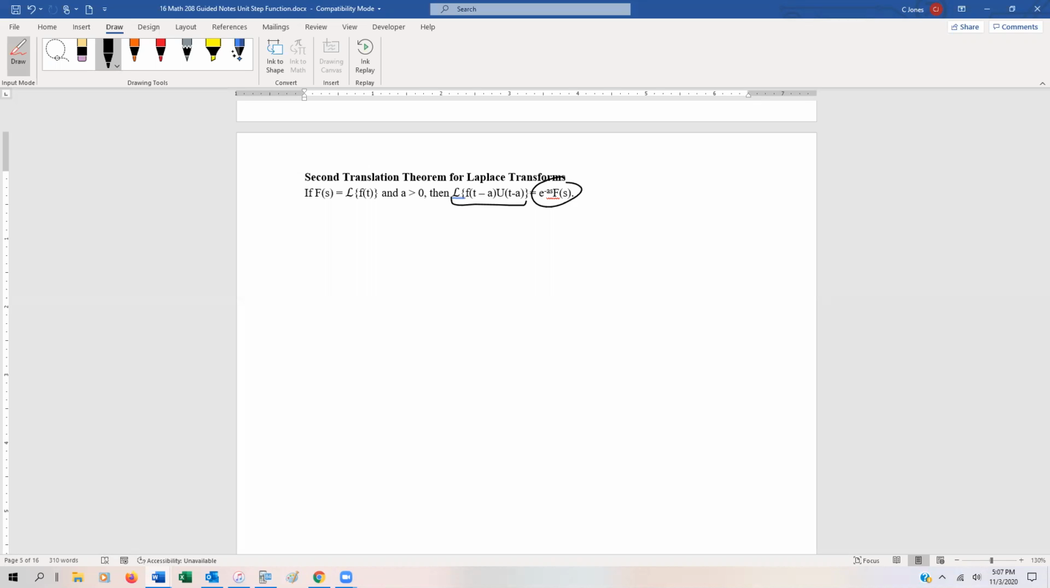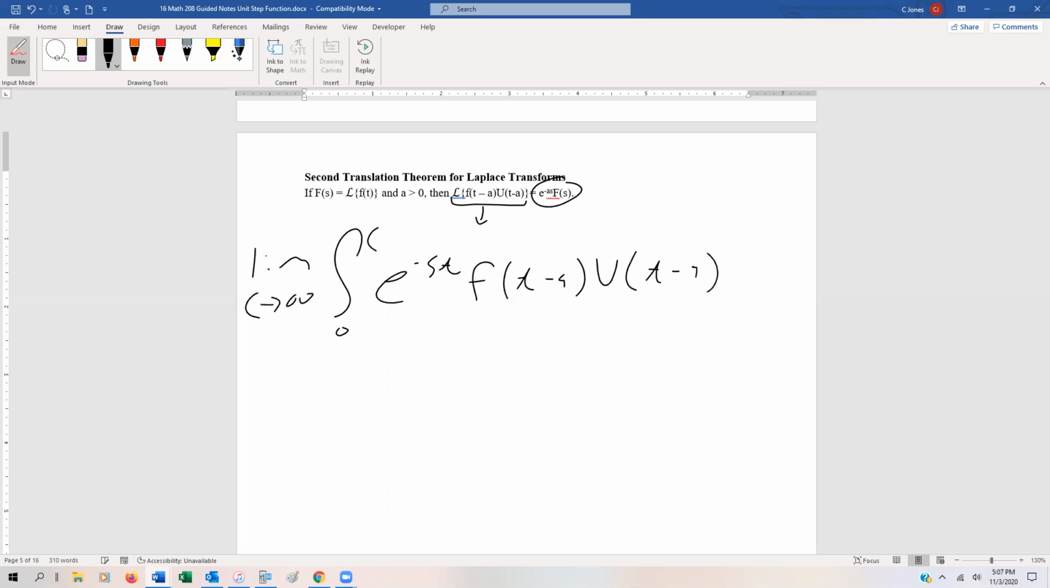All right, so let's go ahead and see how that's going to work out, first of all just verifying this formula. So we know by the definition of the Laplace transform, we can say this is going to be the limit as c approaches infinity, from 0 to c, of e to the minus st times the function f(t minus a) times the unit step function u(t minus a) dt. All right, so that's just our definition.